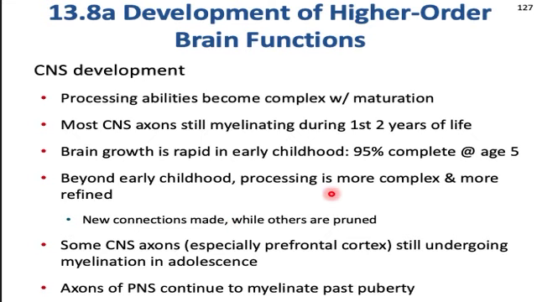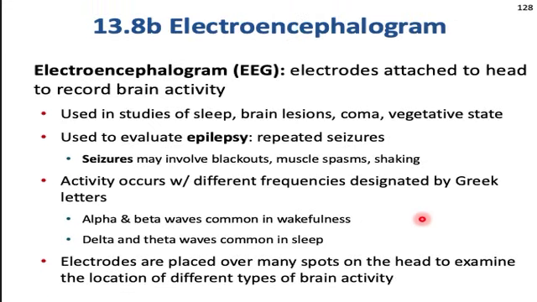Beyond early childhood, the processing is more complex. New connections get made, others disappear. Some axons are still undergoing myelination in adolescence, okay, so they haven't completely finished their development. And axons of the peripheral nervous system continue to myelinate even past puberty, okay? And remember, the myelination is just an important way to ensure that the integrity of the nerve signal is preserved, right, and that it gets to its ultimate destination.